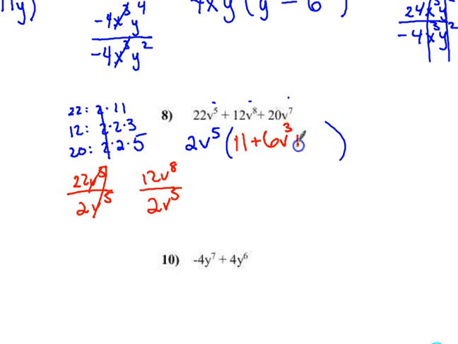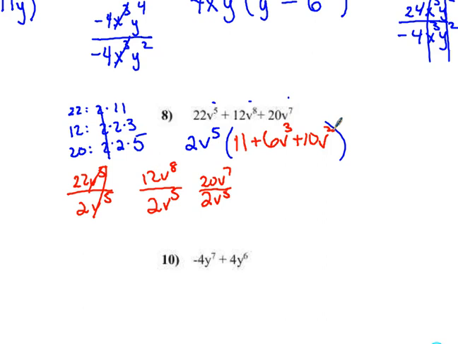Well, this should be 10. Remember, 20V7 over... Sorry, the phone rang. It was my wife. I had to answer that. Sorry. So we had 20V7 over our common factor of 2V5. Remember, 20 divided by 2. Hey, there's my 10. 7 minus 5, well, that's V squared.